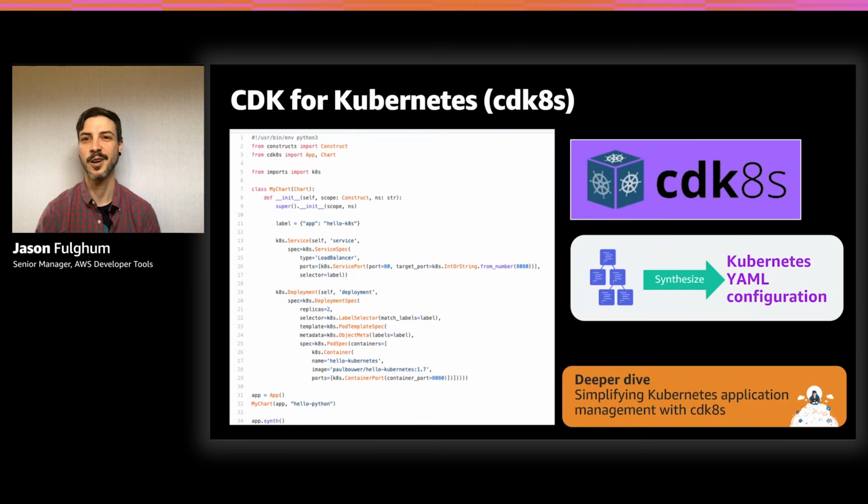The next example of where we're applying this construct programming model that I want to talk about is cdk8s, the CDK for Kubernetes. This is a project that we're driving on the AWS side, and it is really created for anybody using Kubernetes. We launched a developer preview of cdk8s, the CDK for Kubernetes, as well as a library of higher level abstractions called cdk8s-plus. And I'm super excited that this project was accepted to the Cloud Native Computing Foundation as a sandbox project.